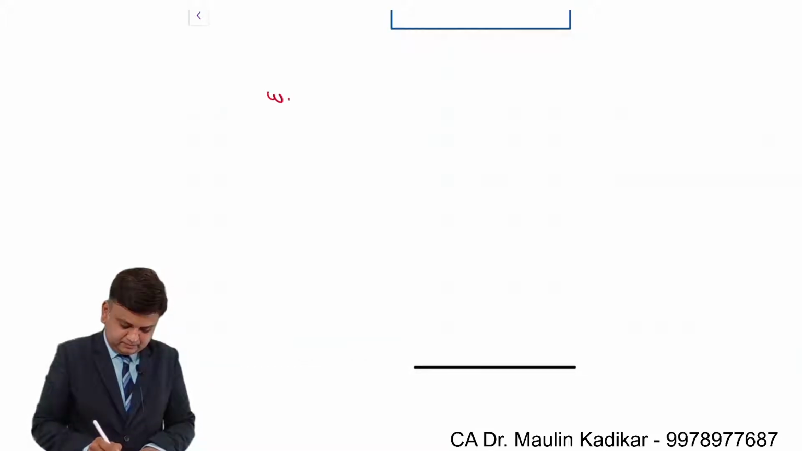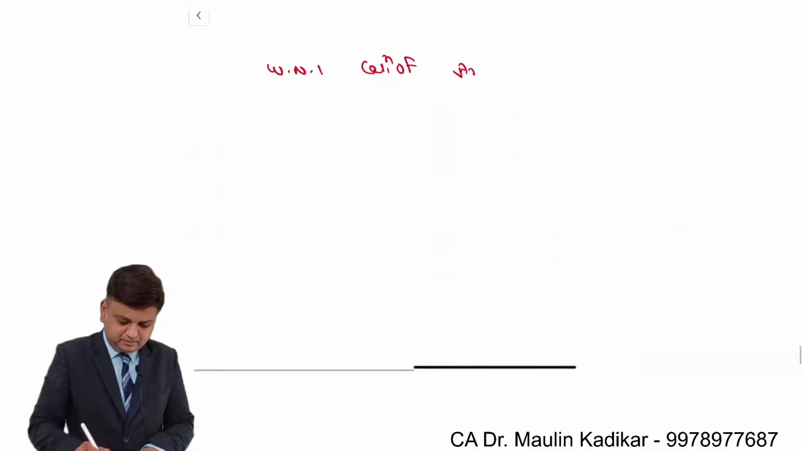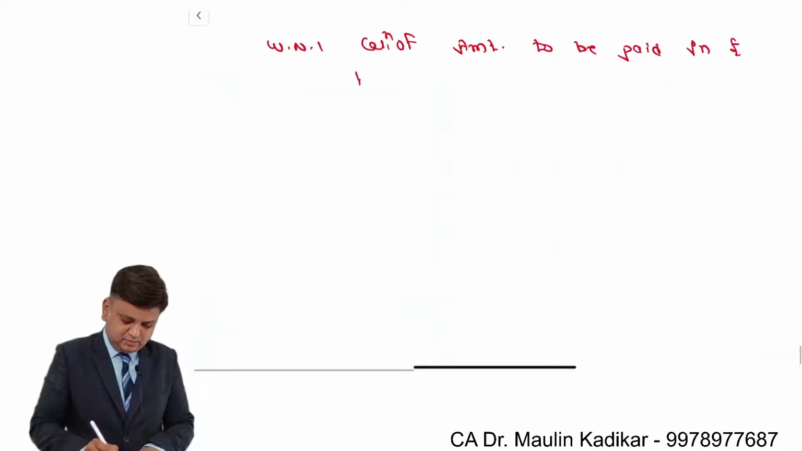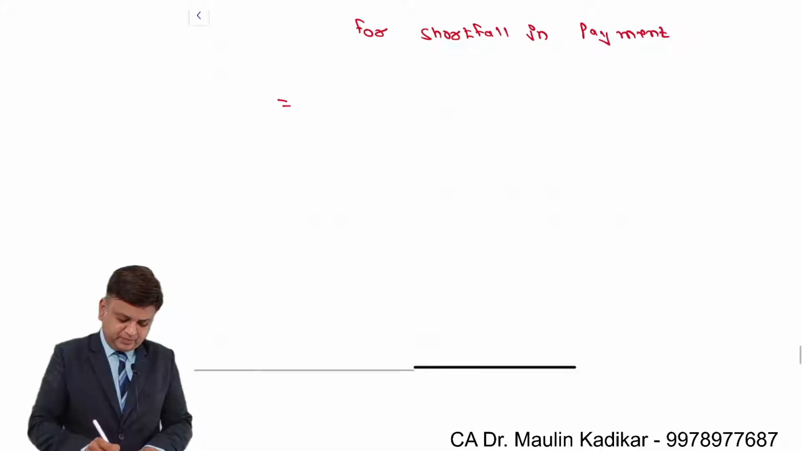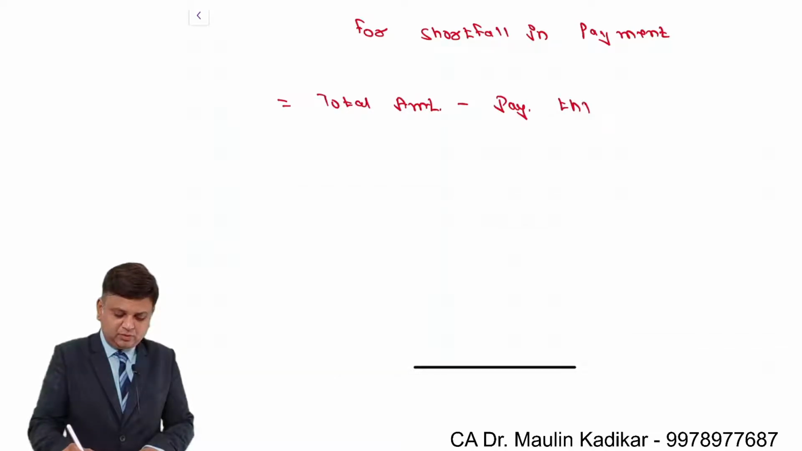Working note number 1, calculation of amount to be paid in pound for shortfall in payment. That is very simple to find. So the total amount minus payment through option.